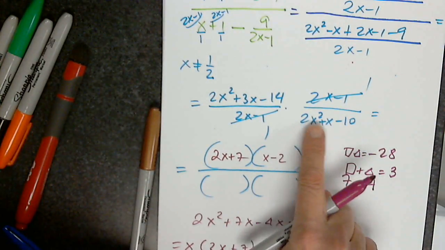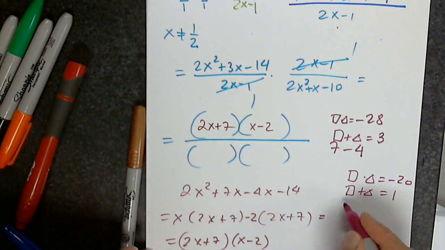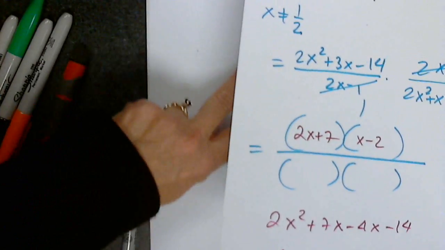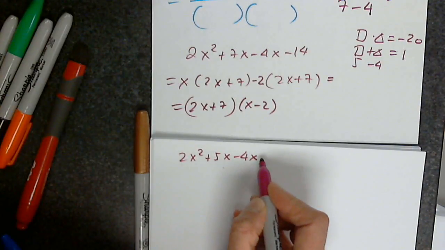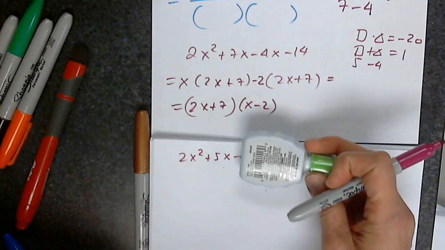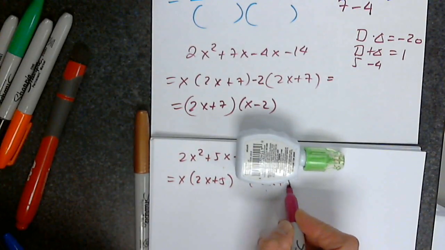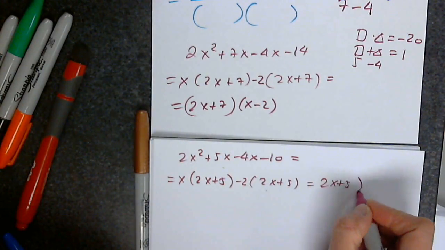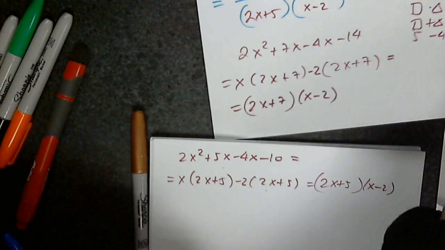Now I have to repeat on this. So I have the product, which is negative 20, and the sum, which is positive 1. So yes, a 5 and a negative 4 would work. So I repeat. And then I have now 2x squared plus 5x minus 4x minus 10. Again, I do the same trick. I have an x and 2x plus 5 and a 2x plus 5. And now I look, and it's negative 2. Nice. 2x plus 5 and x minus 2.